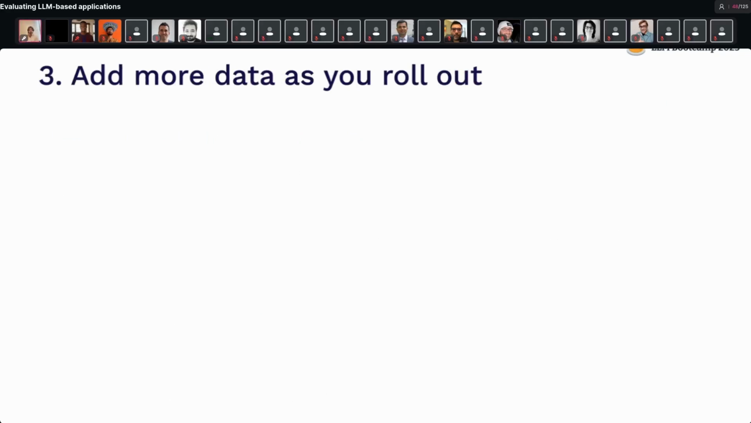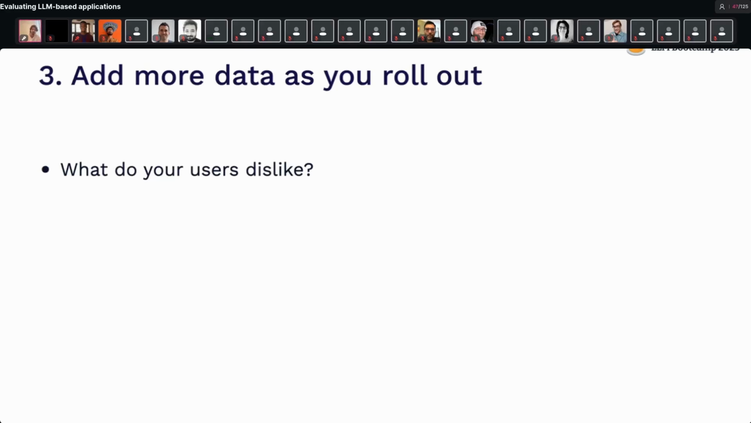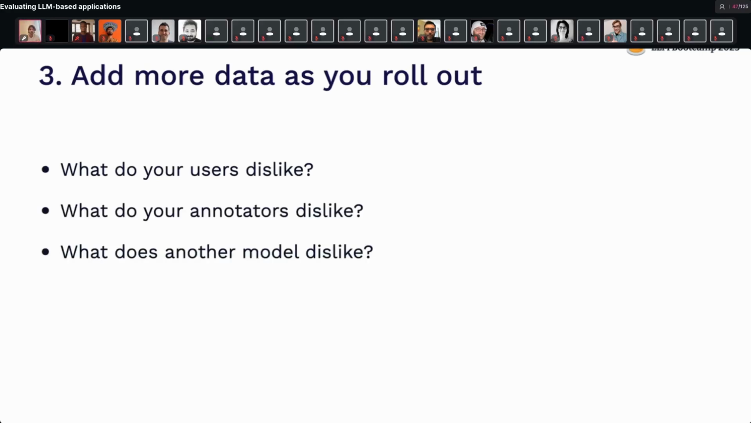And then finally, probably the key point here is you shouldn't think of your evaluation data set as static. Evaluation data is something that you build over the course of your project as you encounter more and more use cases and failure modes. And so as you roll this out and this interacts with more users, your team, your friends, and eventually your end users, you want to capture examples from production, like what do your users dislike? Maybe if you have annotators, what do they dislike? What does another model dislike?